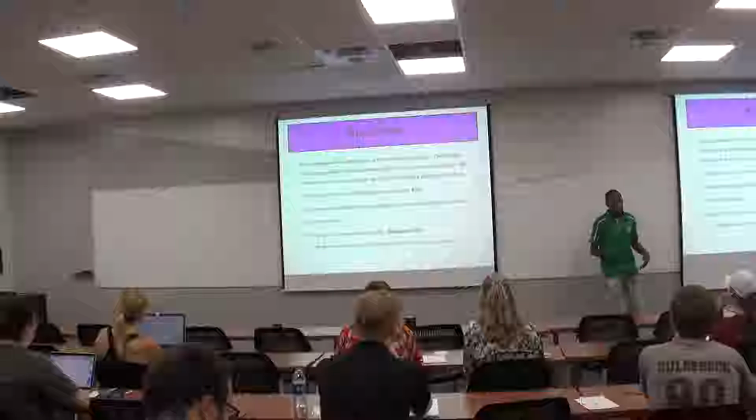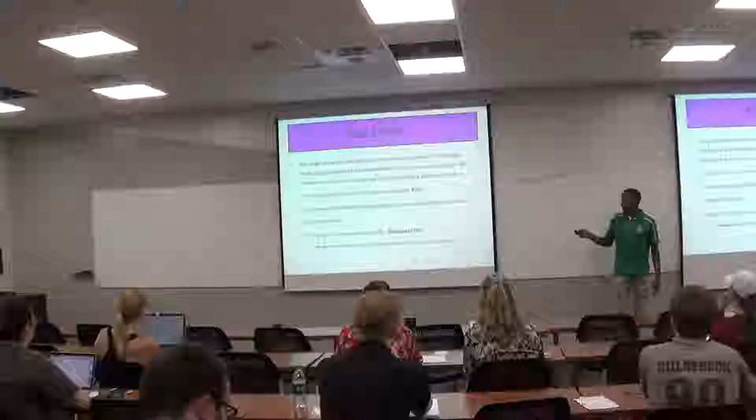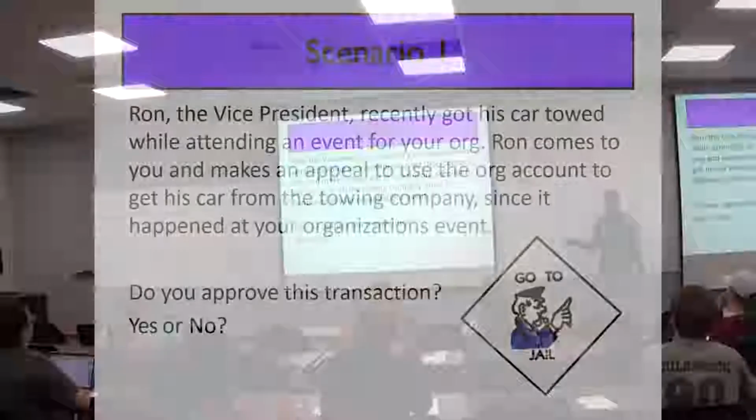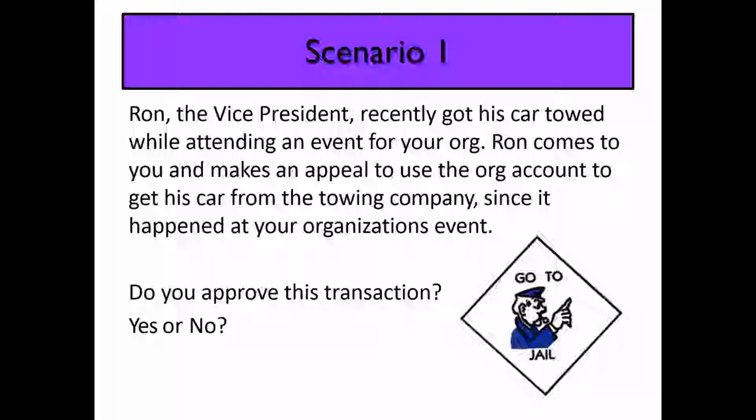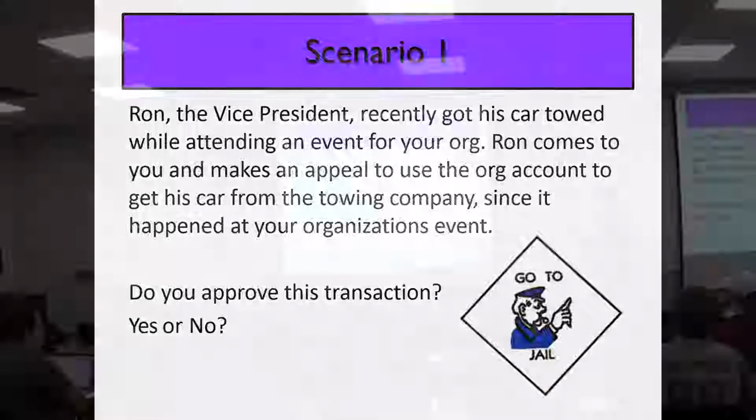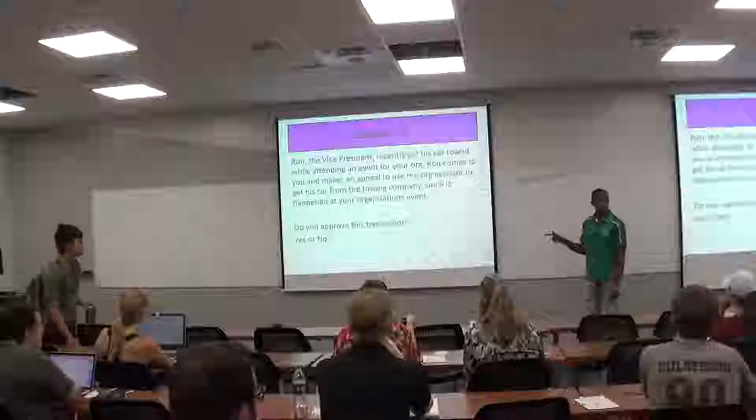So, first scenario. Ron, your vice president's car gets towed at your own event. Ron comes to you and makes an appeal to use the org account to get his car from the towing company since it happened at your organization event. Do you approve this transaction? Why or why not? No.